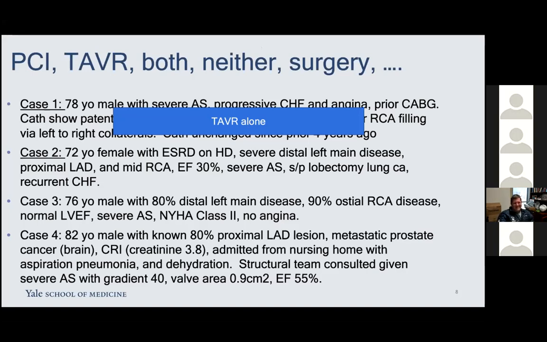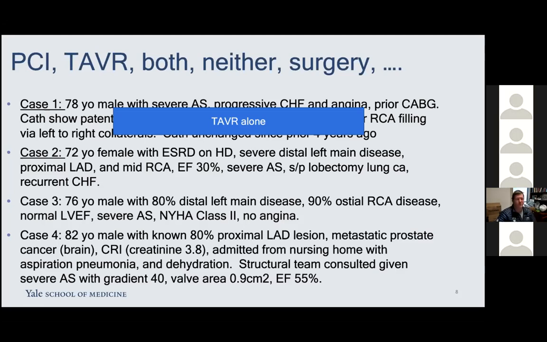72-year-old with end-stage renal disease, severe distal left main, proximal LAD, mid RCA, severe cardiomyopathy, severe AS, and prior lung cancer with lobectomy, recurrent heart failure. Yeah, it's tough to tease apart here. There's the benefit of a valve replacement without intervening on their severe distal left main and proximal LAD disease. At the same time, not sure they're a great surgical candidate due to the lung disease and severe cardiomyopathy. So here I'd probably think about a combination of TAVR and PCI.